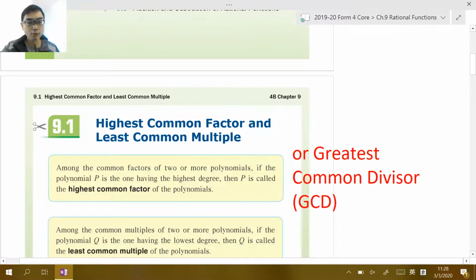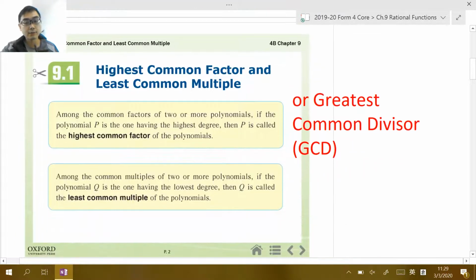So here I bring to you the meaning of the highest common factor, or HCF, and the least common multiple of polynomials. Do remember that in primary school, some math teachers may tell you that HCF has another name, which is more common in general math books. We call it greatest common divisor, or in short form, GCD. So why did we use the word HCF before? Because I don't know why.